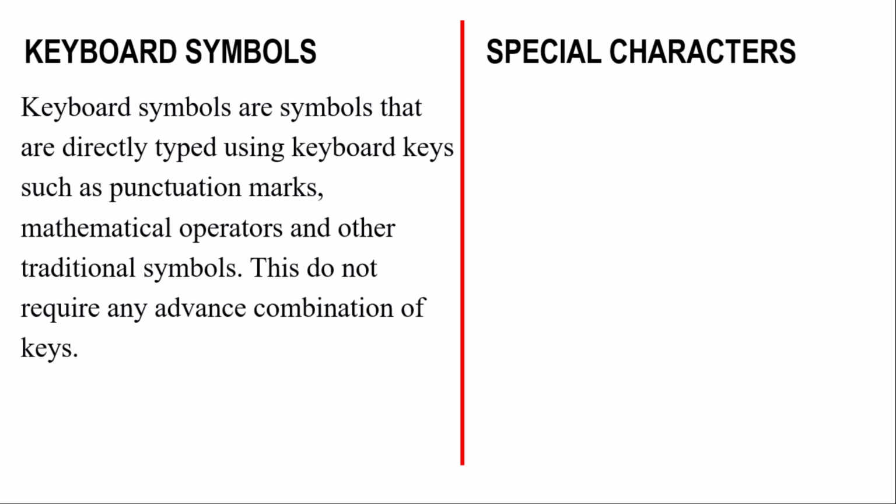Now, what are keyboard symbols? These are symbols that are directly typed using keyboard keys, such as punctuation marks, mathematical operators, and other traditional symbols. These do not require any advanced combination of keys. Let me recap: these do not require any advanced combination of keys. It means that in daily usage of the computer keyboard, there are some symbols you can get quickly. You don't have to stress yourself to get these symbols. Rather, you just use two keys or a single key to get your symbol and you are good to go.